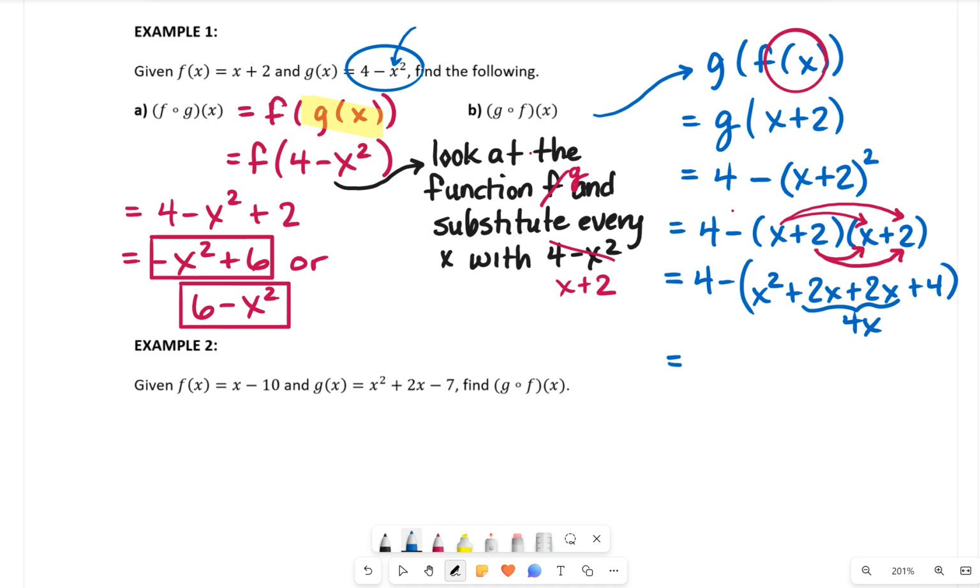So once I distribute that negative, the minus times x squared, the minus times 4x becomes minus 4x, and the minus times the 4 becomes a minus 4. I notice that this 4 and this negative 4 are going to zero out. So the final answer for this problem is negative x squared minus 4x.